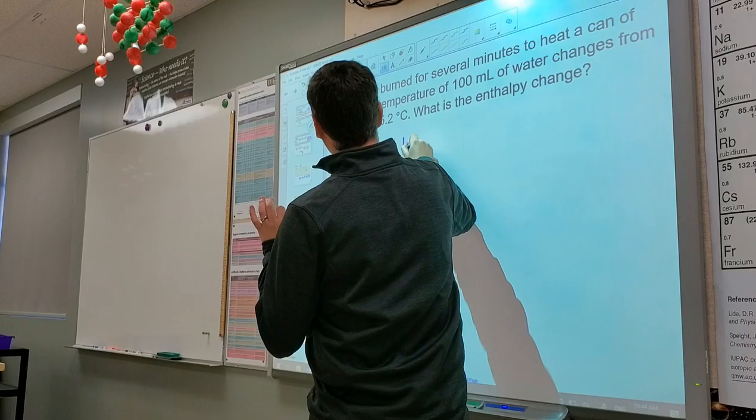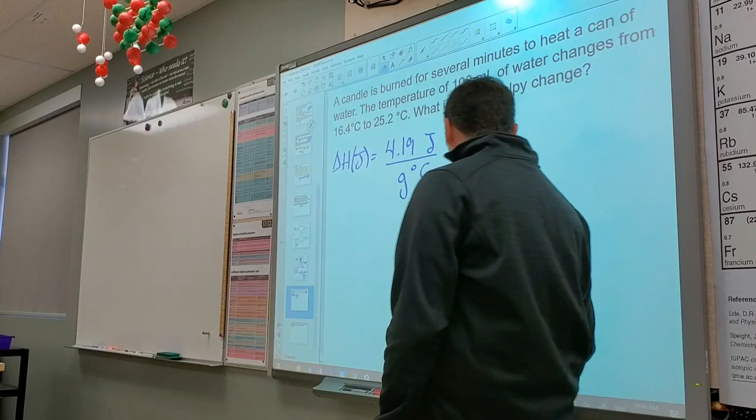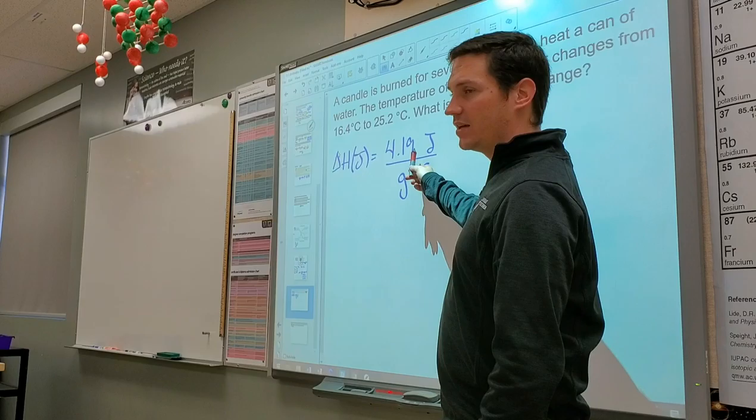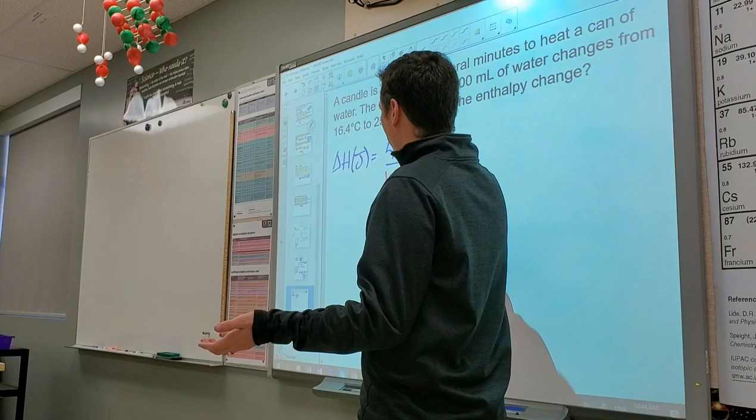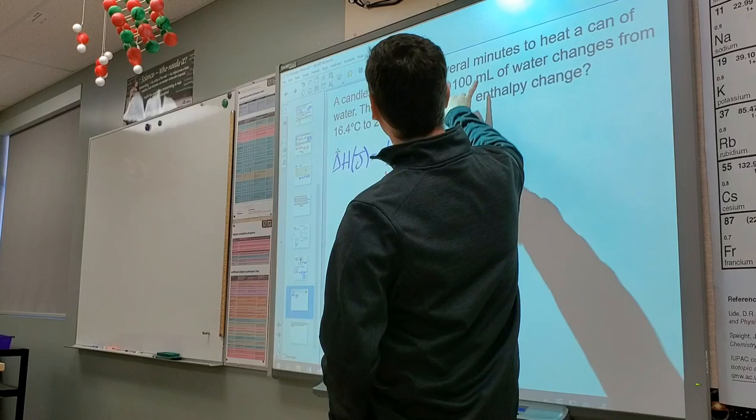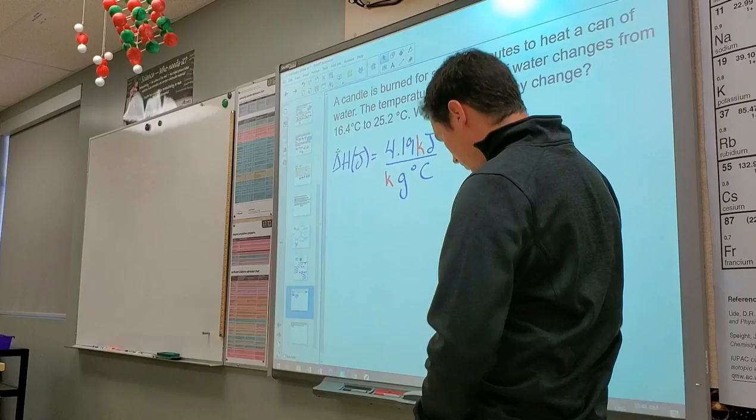Okay, I want to be super clear about this. I'm going to switch it up just a little tiny bit. 4.19 joules per gram degrees Celsius. Instead of joules, I could get kilojoules out of this, as long as I measured the mass of the water in kilograms. Does that make sense?